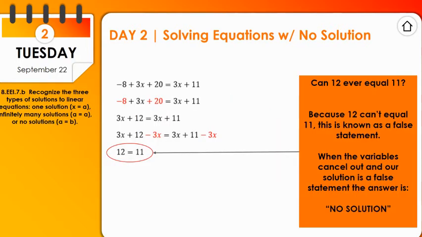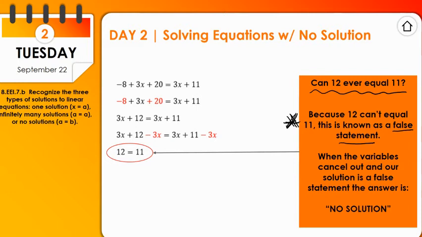Okay, so why does this become no solution? So I asked you earlier, can 12 ever equal 11? If the answer to that question is no, right? 12 can never equal 11. 11 can never equal 12. This is known as a false statement. Make sure you write this down in your notes.